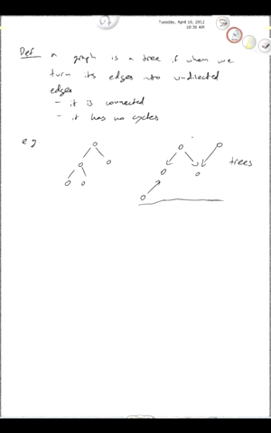Let's look at some examples of non-trees. So here's our first example of not a tree, and that's because this graph is disconnected. Here's another example of not a tree, and that's because this graph has a cycle in it. And here's another example of not a tree. And that's because once we turn the edges into undirected edges, this graph has a cycle in it. So not trees.